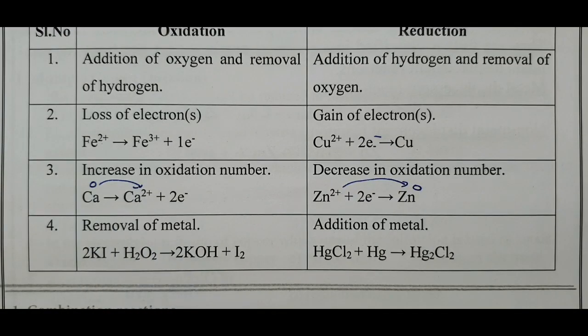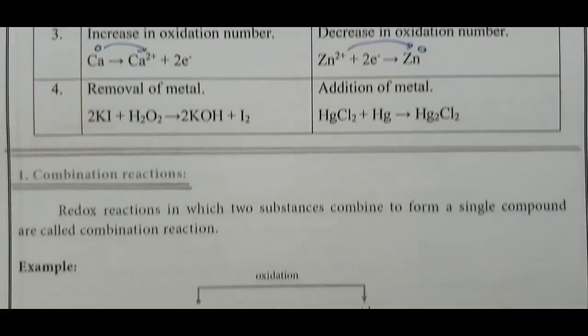Removal of metal: potassium iodide when treated with hydrogen peroxide, the metal is removed from iodine, and potassium hydroxide is formed. Addition of a metal: mercuric chloride, when added with mercury, is converted into mercurous chloride. Come to the types of redox reaction.